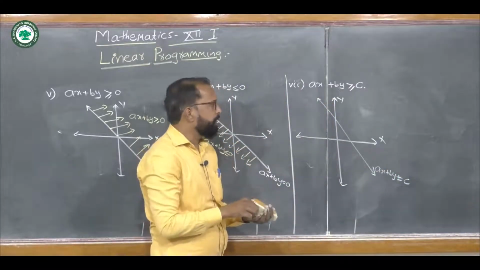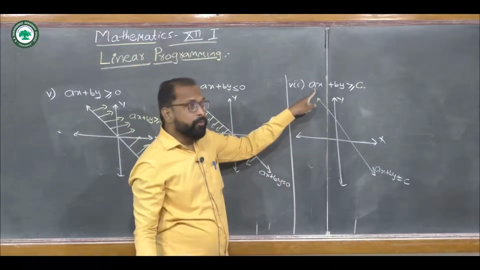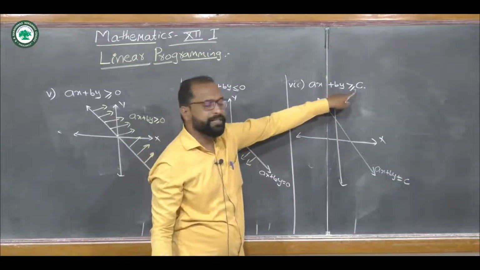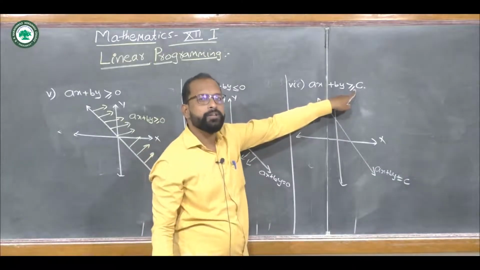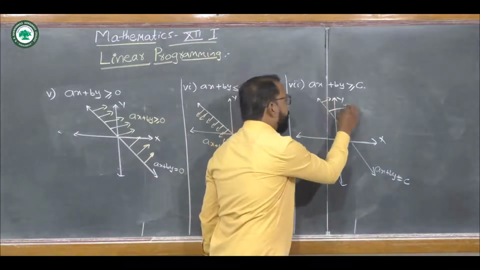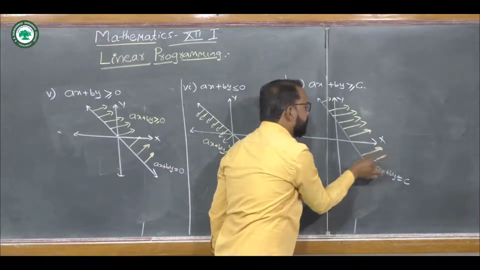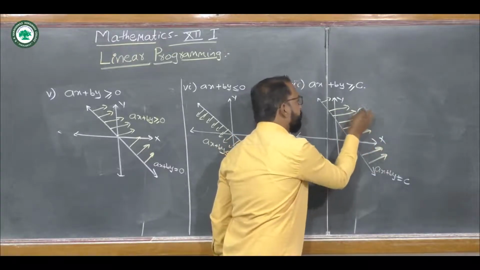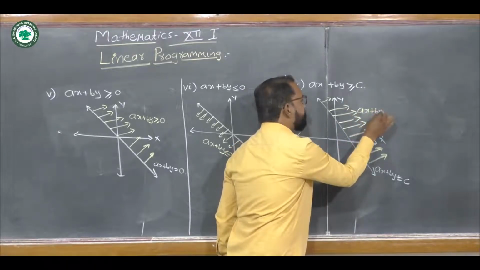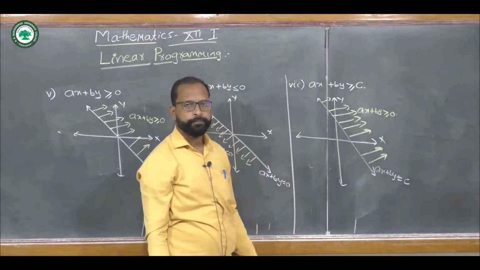Ax plus by equals c. Now we have to consider the region for the inequality ax plus by is greater than or equal to 0. Since it is greater than or equal to 0, again we consider a region above the line. So this is the region for the inequation ax plus by is greater than or equal to 0.